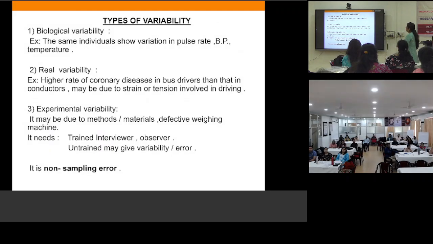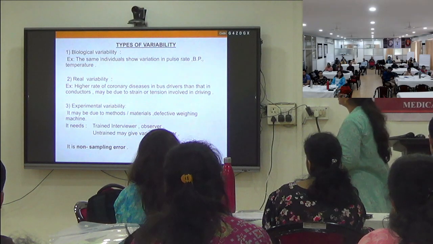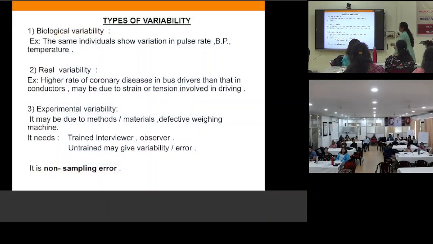Okay, so what is needed? To reduce experimental variability, use a trained interviewer and trained observer; untrained ones may give variability or error. So what sir said earlier was errors. These are the non-sampling errors. You can reduce them by giving more training, especially for the experimental variability.